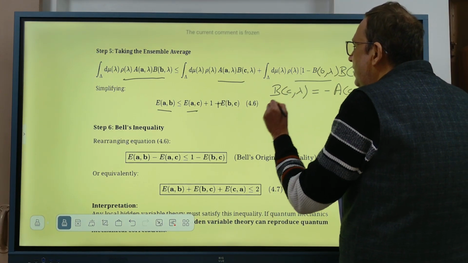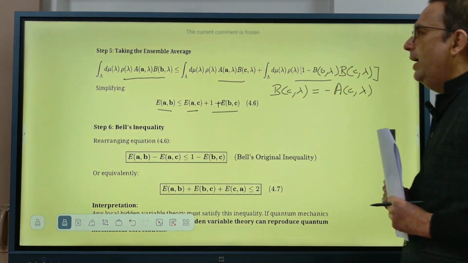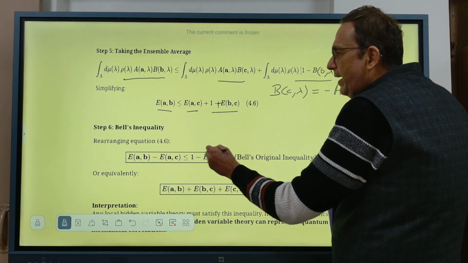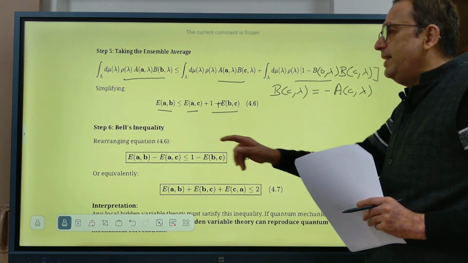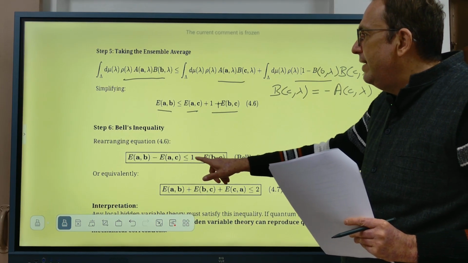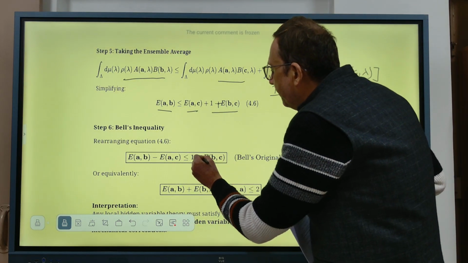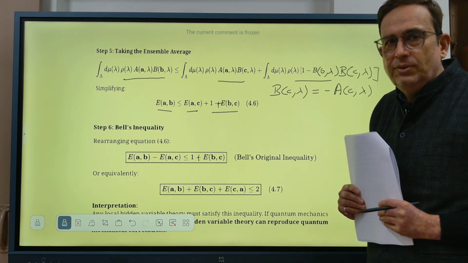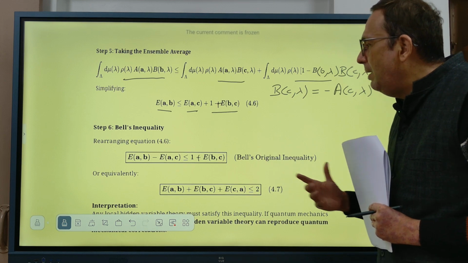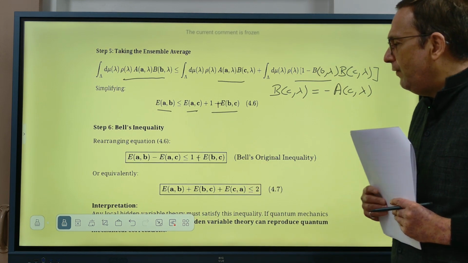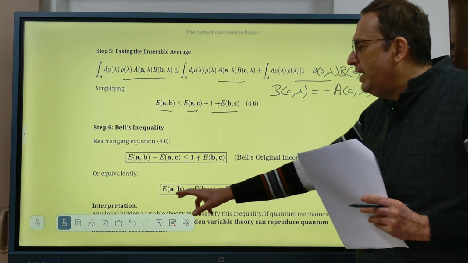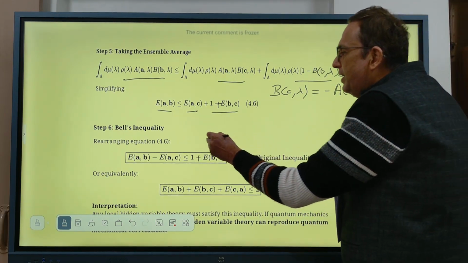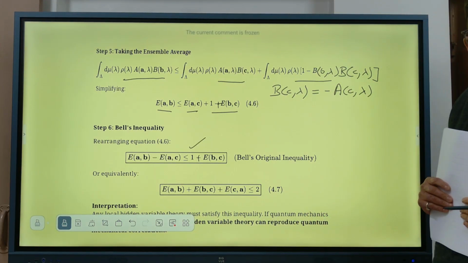So this particular section is this here. So finally we get this inequality. After rearrangement, we get EAB minus EAC is less than or equal to 1 plus EBC. So this is the original Bell's inequality, and it can be restated in different terms like this one. But basically we have this identity here, which is the original Bell's inequality.